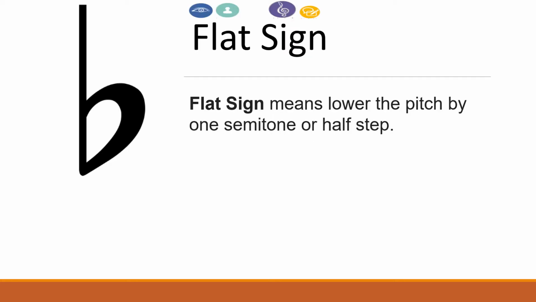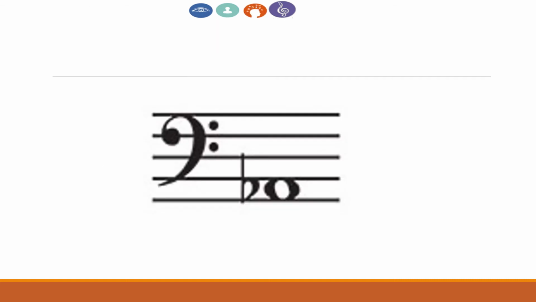We are going to start with this symbol, the flat sign. It looks like a small letter B. Flat sign means lower in pitch by one semitone or half step. How does it look when it is on the staff? As you can see, the flat sign is notated before the note.